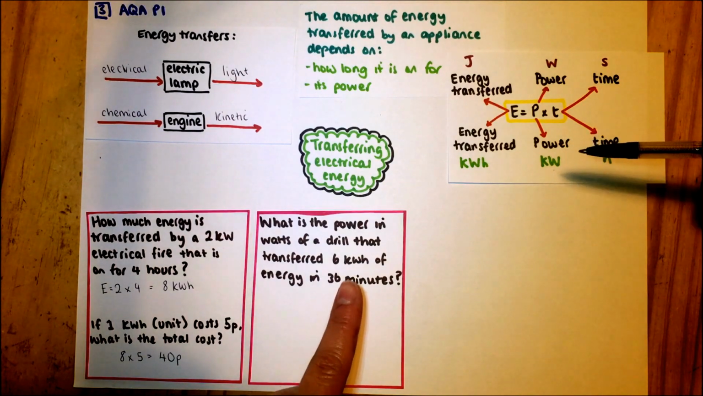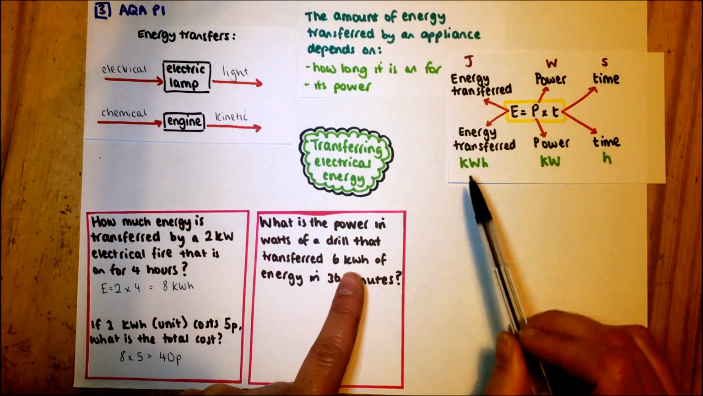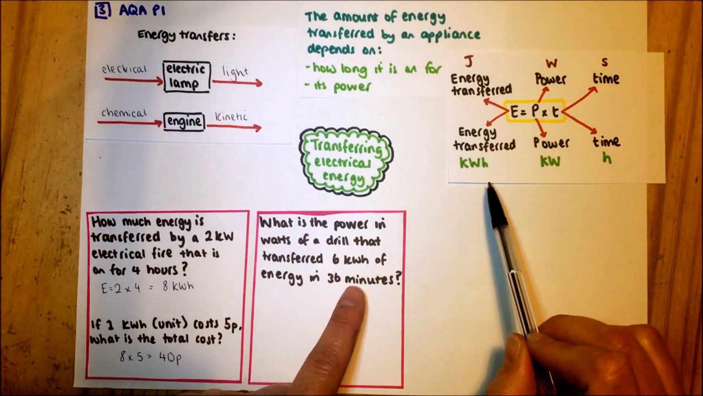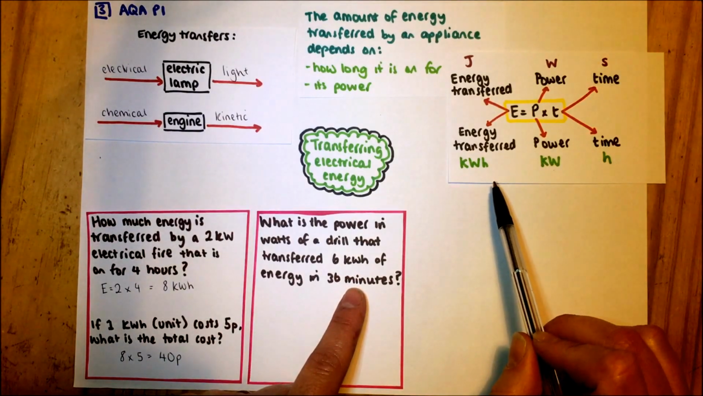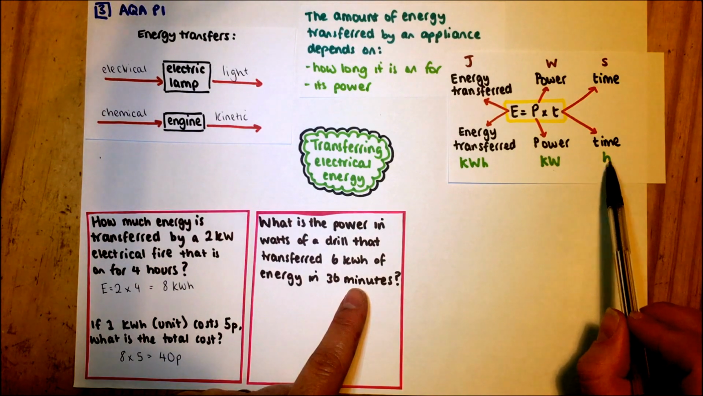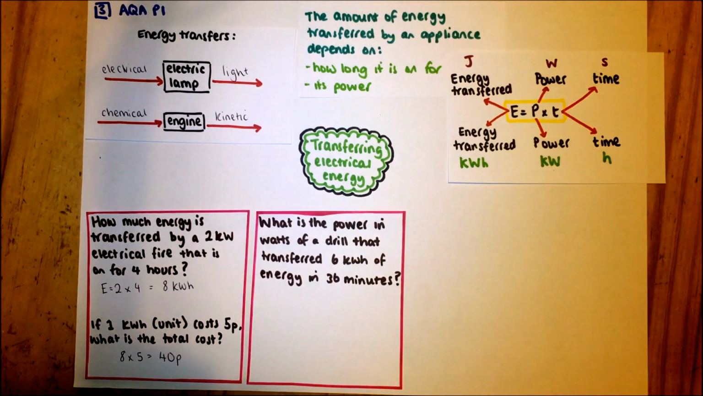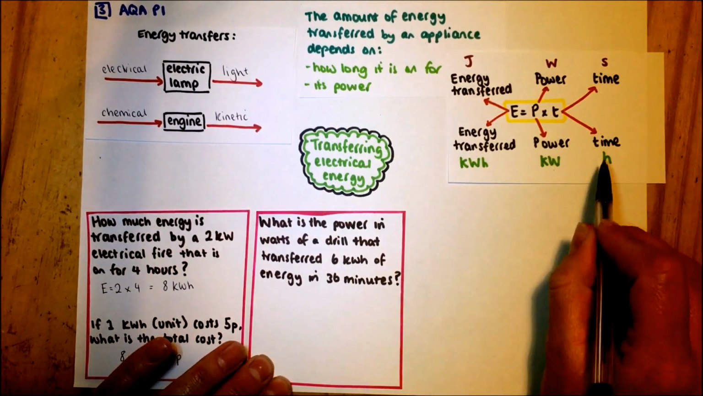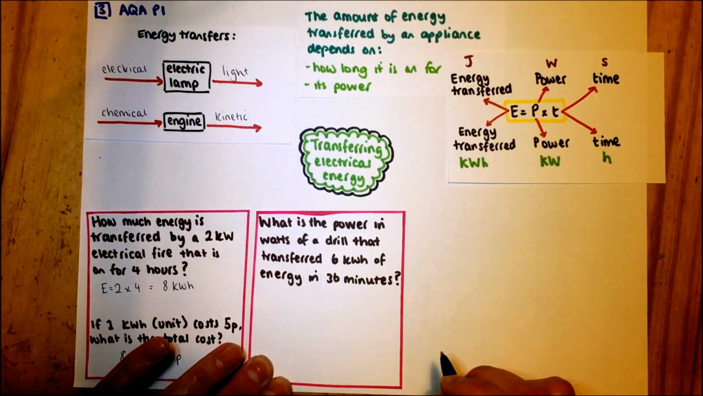It said the energy transferred is 6 kilowatt hours. So we're looking at this one down here, aren't we, with kilowatt hours? But it's got the time in 36 minutes, and we need it in hours. So we're going to have to change some bits about, okay? So if we first of all convert the time into an hour figure for us.